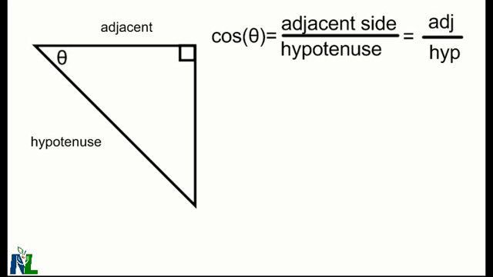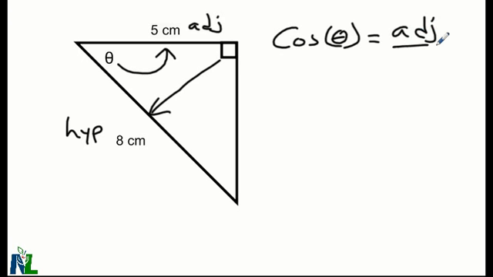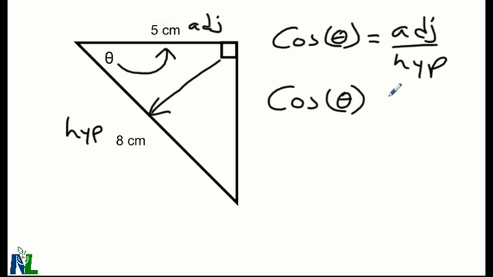So if we go back to our previous triangle, we can say that the cosine of the reference angle is equal to the adjacent side divided by the hypotenuse, or cosine of the angle we don't know is equal to 5 over 8.